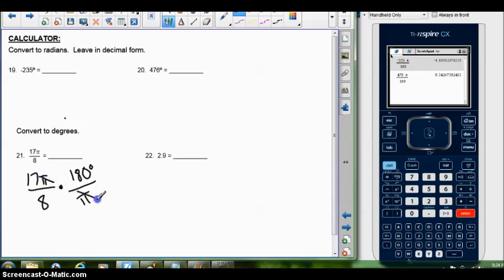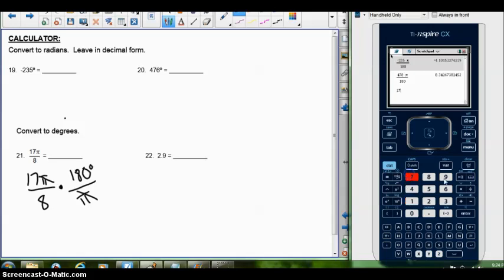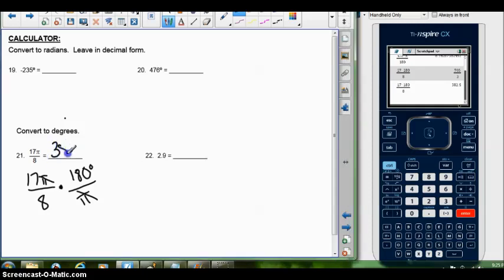Now you can place pi in your calculator if you want to, but because I know pi is going to divide by pi and be 1, I'm just going to go ahead and type 17 times 180 and divide by 8. Now it came up 765 over 2. We'll just go ahead and do Control Enter. It converts it to decimal, which I get 382.5, which will round off to 383 degrees.